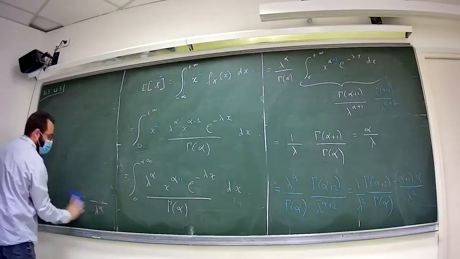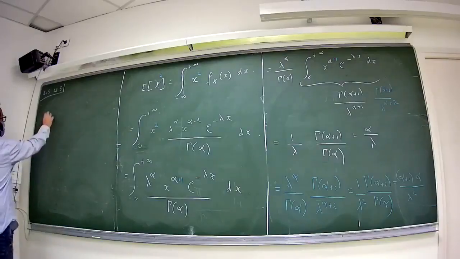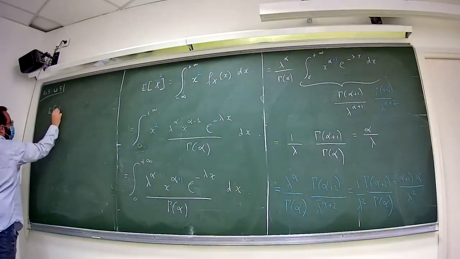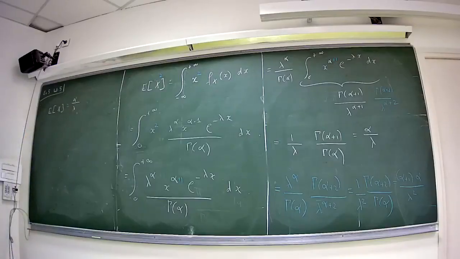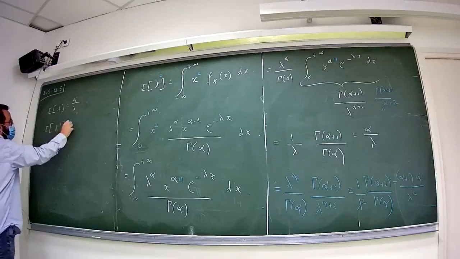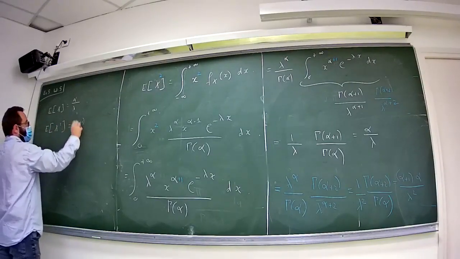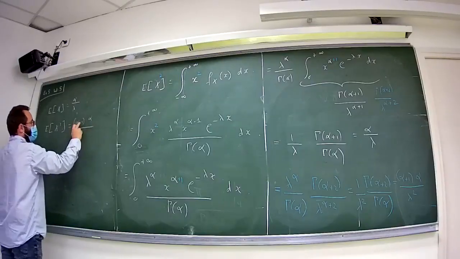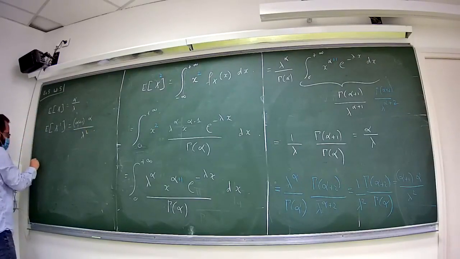So, what I have obtained is that the expectation of x is equal to alpha over lambda. I have obtained that the expectation of x squared is equal to alpha plus 1 alpha over lambda squared. If I want to compute the variance of x, it is equal to what?